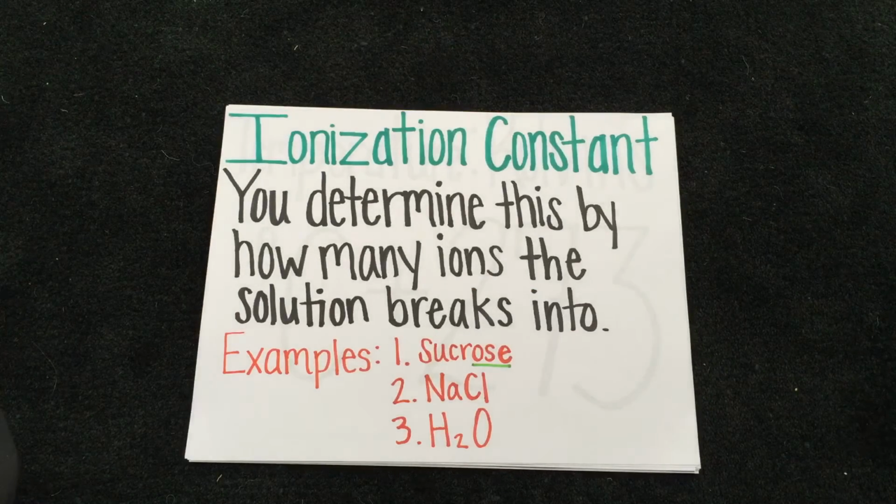When determining what I is, you must look at the solution to see how many ions it breaks down to. For example, sucrose is a sugar. Since it's a sugar, its ionization constant will always be 1. Anything that ends in ose will always be a sugar that equals 1. Next is NaCl. This breaks down into 1 Na and 1 Cl. You add these together to get your ionization constant equaling 2. Last is H2O. So again, the H has 2 and the O has 1. Therefore, the ionization constant would equal 3.